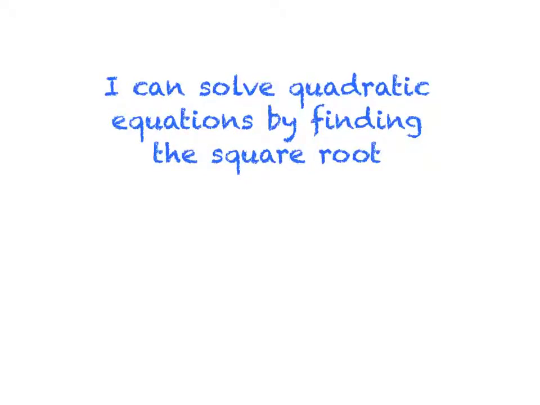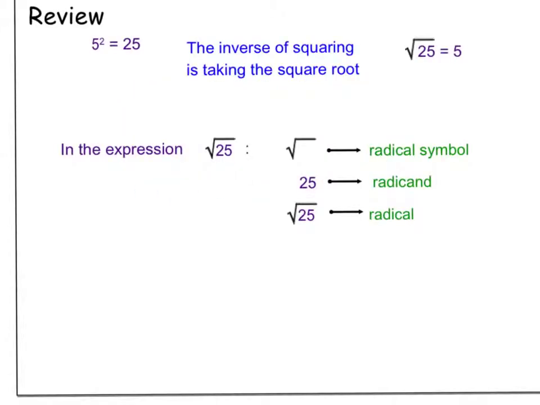Today's lesson is I can solve quadratic equations by finding the square root, and we're going to start with a bit of a review. I want you to remember that anything squared is you take the base, in this case it is 5, times itself however many times it says. So 5 times 5 is 25, and the inverse of squaring is taking the square root. So we could take the square root of 25 to get 5.